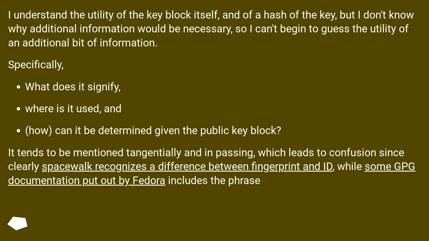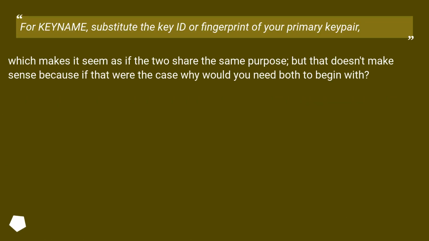It tends to be mentioned tangentially and in passing, which leads to confusion since clearly Spacewalk recognizes a difference between fingerprint and ID, while some GPG documentation put out by Fedora includes the phrase "For keyname, substitute the key ID or fingerprint of your primary key pair," which makes it seem as if the two share the same purpose, but that doesn't make sense because if that were the case, why would you need both to begin with?